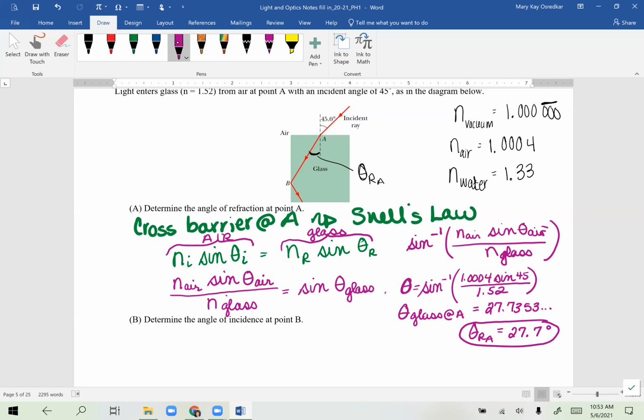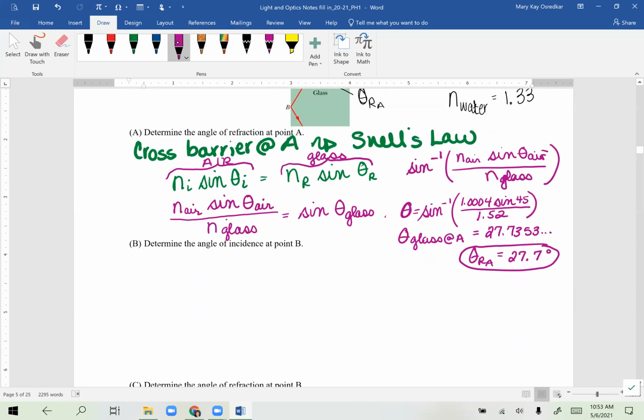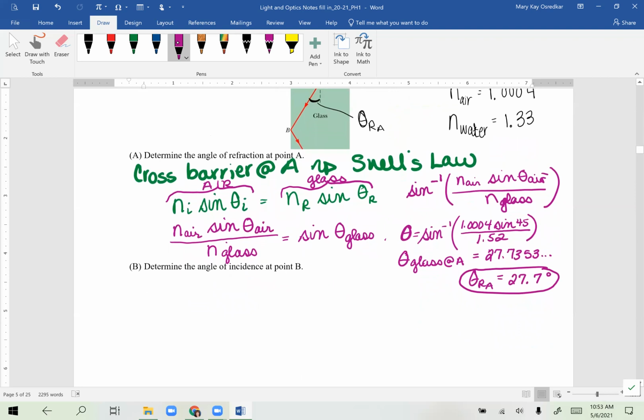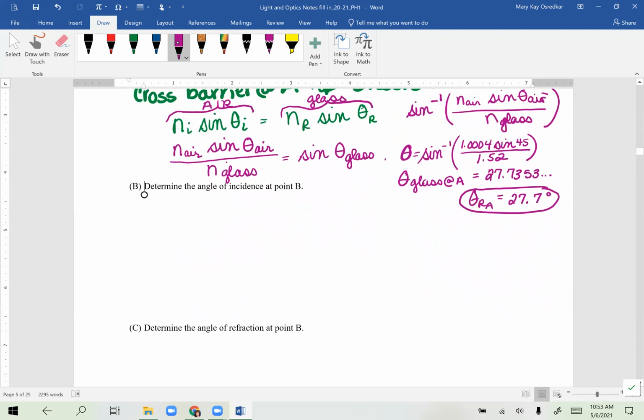Now, determine the angle of incidence at point B. I'm going to do a quick re-sketch of this so that you can see it. This is so not to scale, so don't go measuring anything.